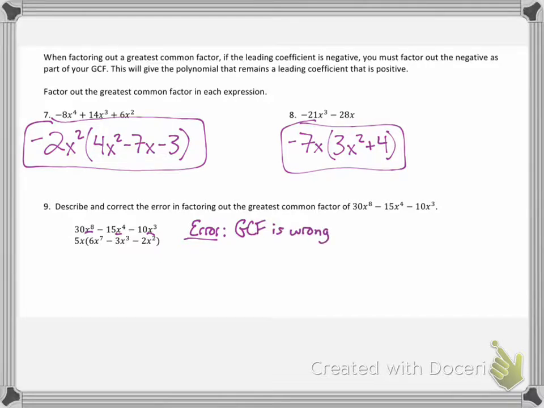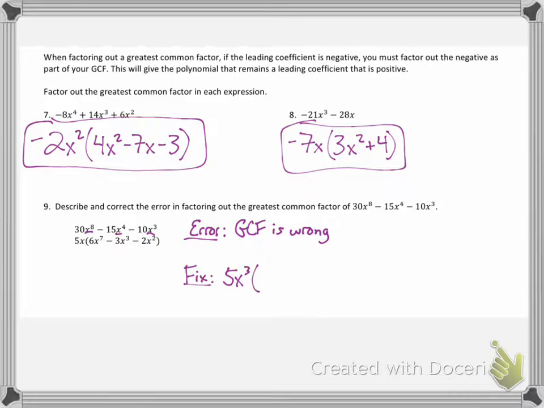So they took out an x. Now, that in itself is not fully incorrect. It is a common factor, but I want the greatest common factor, which means I got to take out the most I can in one shot. So to fix it, I don't want to take out 5x. I want to take out 5x cubed. So what would be left over?